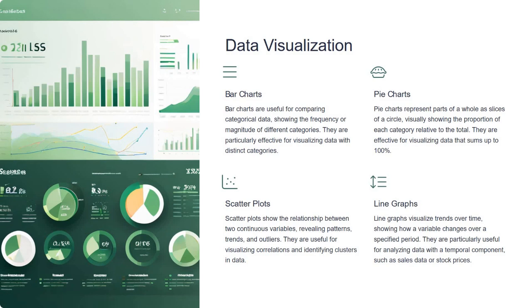Scatter plots show the relationship between two continuous variables, like X and Y, revealing patterns, trends, and outliers. They are useful for visualizing correlations and identifying clusters in data.